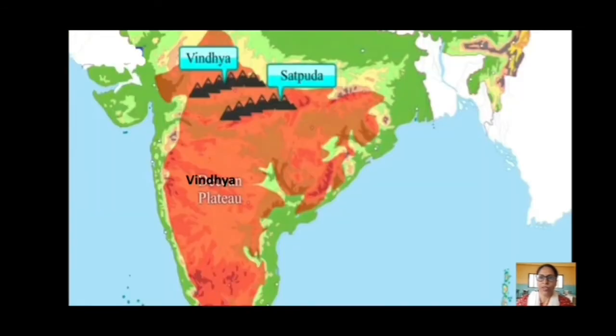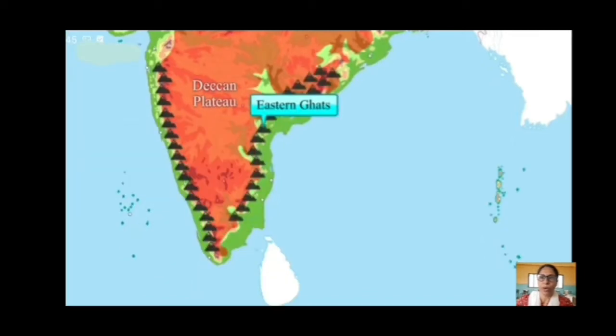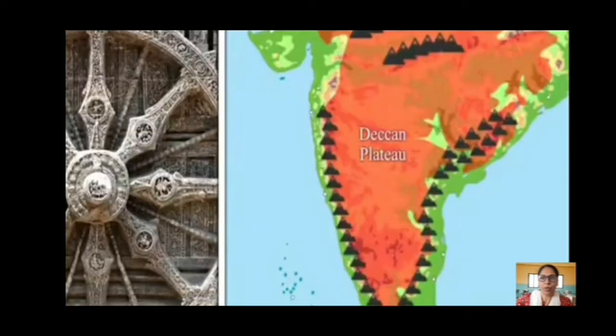The mountain ranges of the Vindhya and Satpura are located to the north of the Deccan Plateau. Sahyadri mountain ranges are to its west. They are also known as the Western Ghats. The mountains on the eastern side of the Deccan Plateau are known as Eastern Ghats. Deccan Plateau has fertile land where many post-Harappan agrarian cultures flourished. Deccan Plateau was a part of the Maurya Empire, the largest in ancient India.